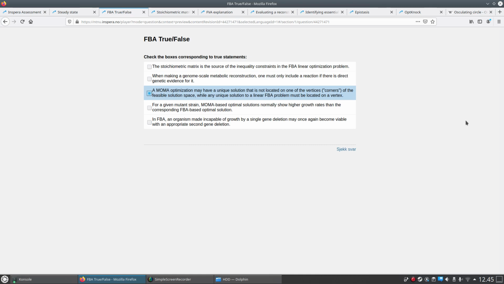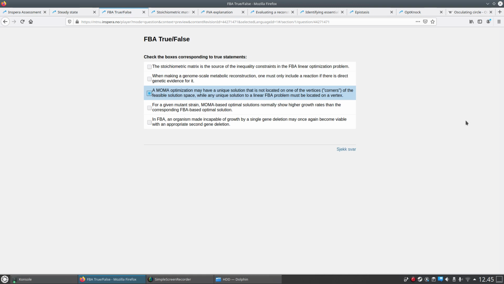And our last statement: in FBA, an organism made incapable of growth by a single gene deletion may once again become viable with an appropriate second gene deletion. When we're deleting genes, essentially what we're doing is narrowing down the solution space. We're making it smaller. And what we're saying in FBA when a knockout is lethal, so the organism is incapable of growing, is that there is no point in that solution space which has a higher growth than whatever our cutoff for viability is.